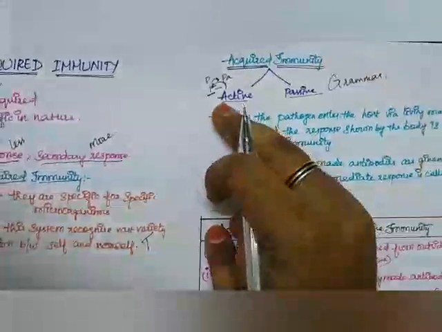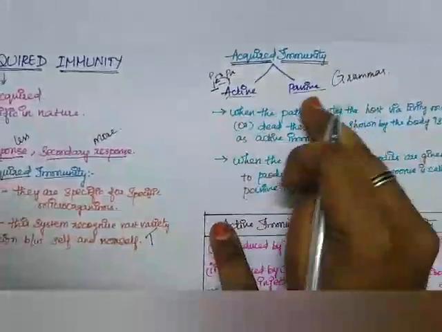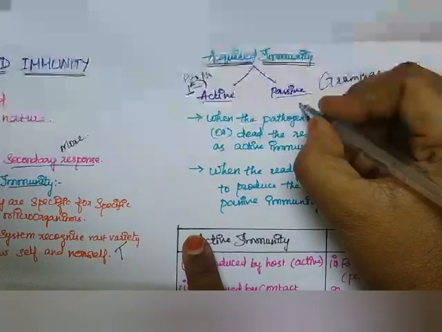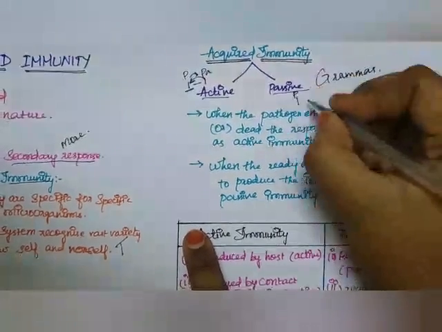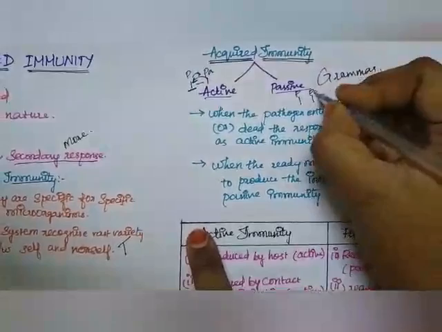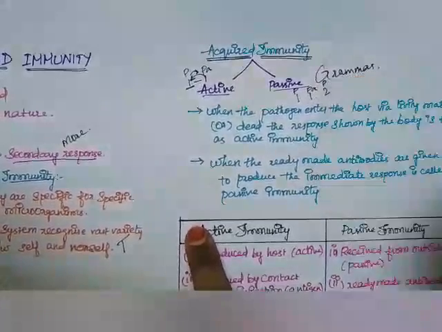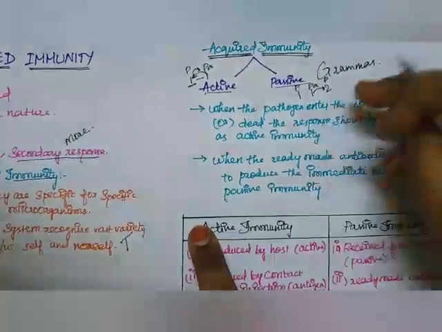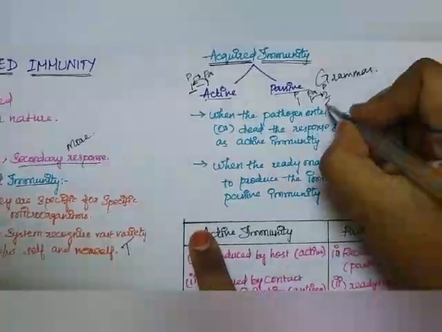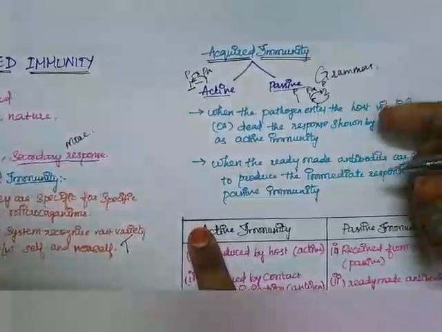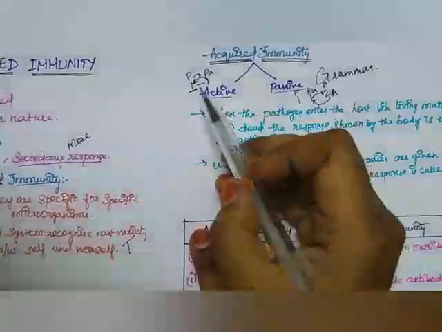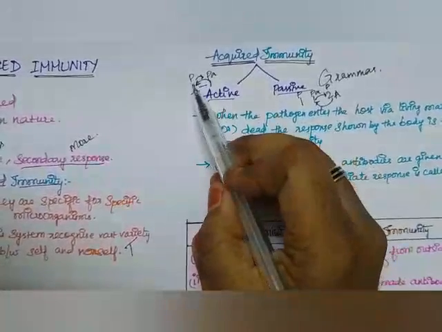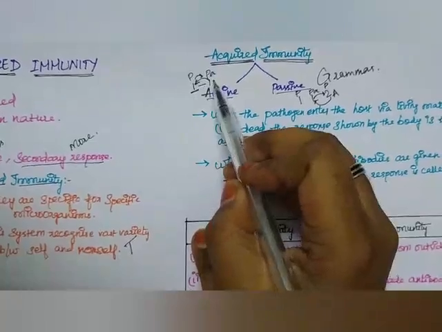So this is direct contact. Here it is active. While in passive immunity, we have person 1, pathogen 1 and person 2. So the pathogen enters the body of person 2 and person 2 responds to it with antibodies. Here also the same thing takes place. Person 1 responds to the pathogen with the antibodies.